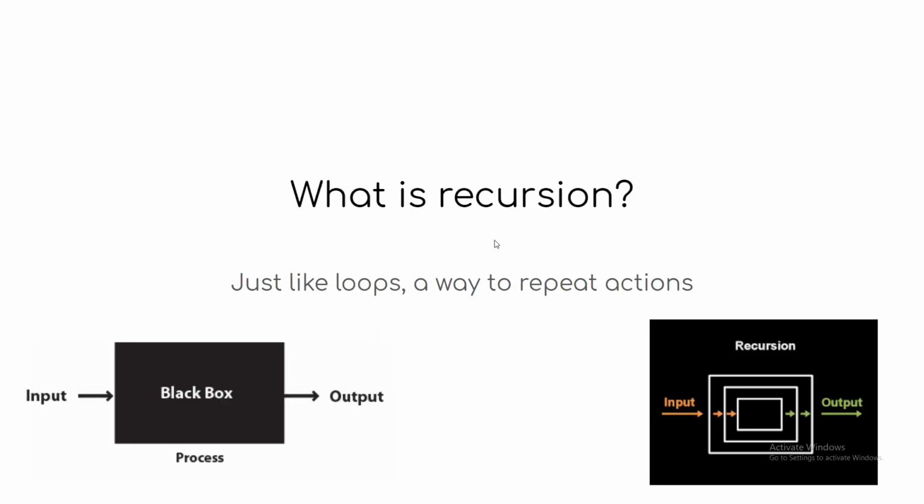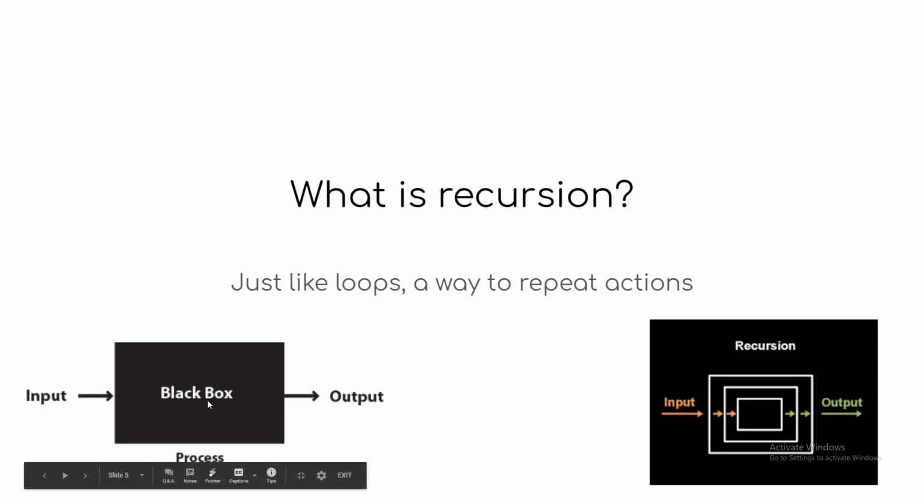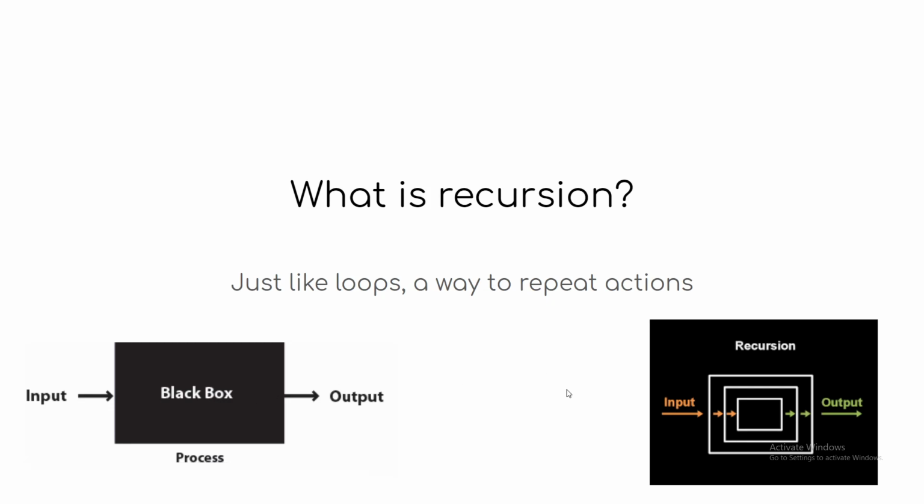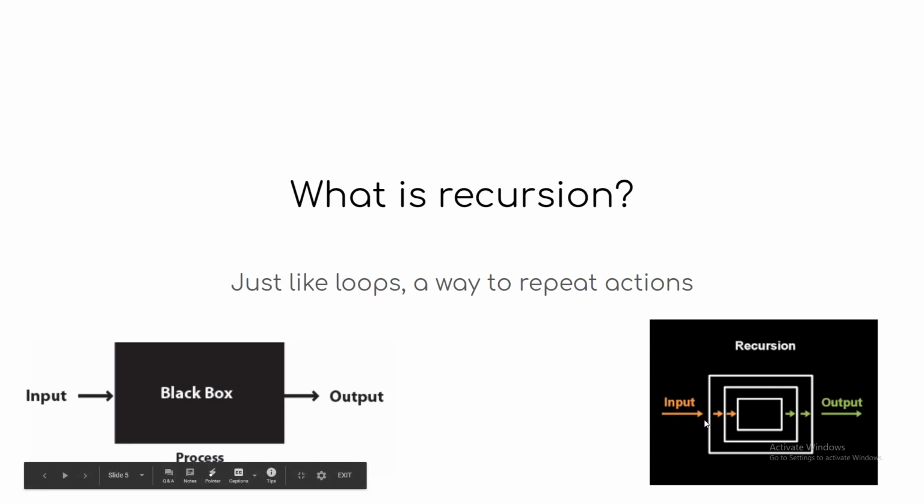So what is recursion? Again, just like loops, it's a way to repeat actions. Most people will be familiar with the analogy where we say that a function is a black box. It takes some input and then gives you back some output. Well, a recursive function is a function that calls itself. So what does that black box look like in this analogy? It's like this: you call the function, then it reduces the input a little bit and calls itself on a reduced input.